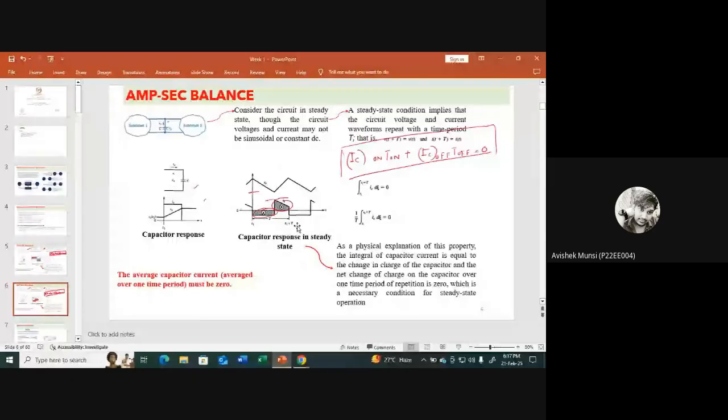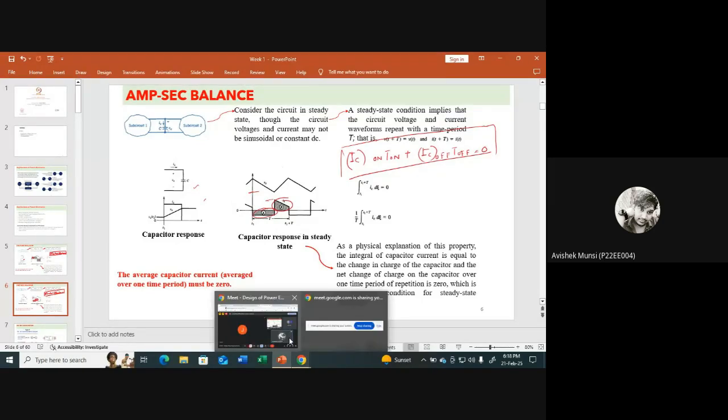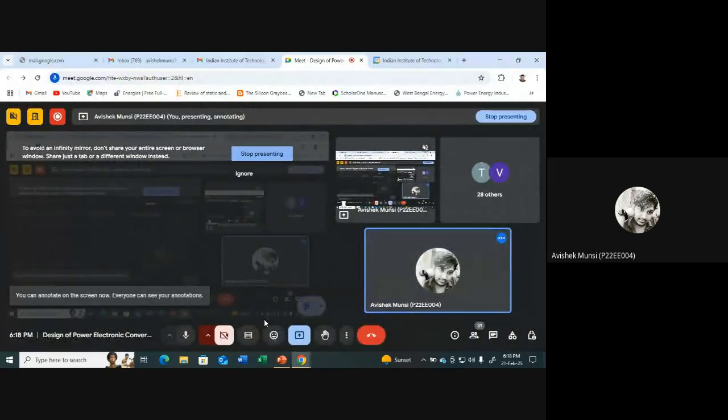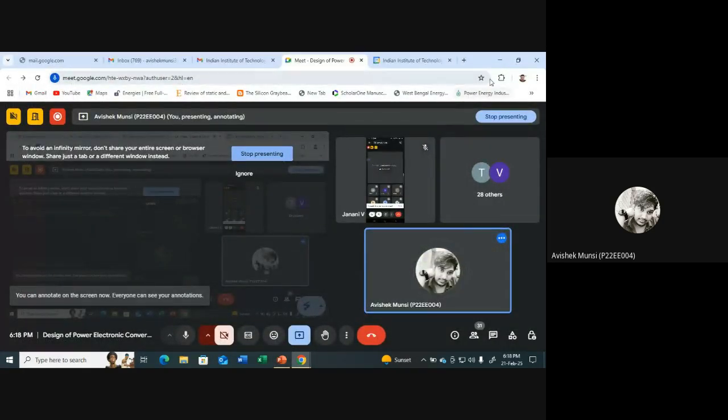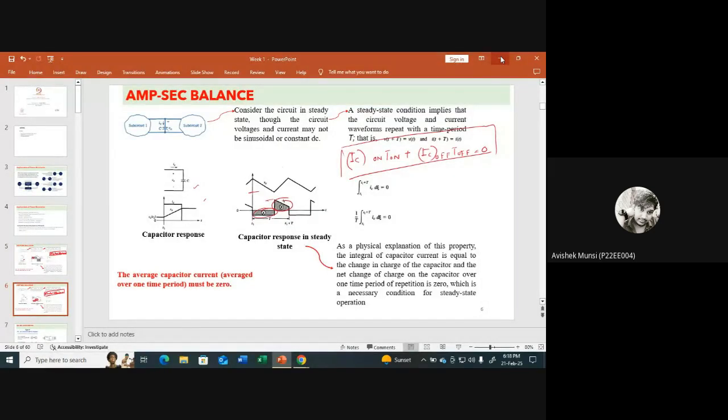Where I was, I was at amp-second balance. I'm saying that in the case of amp-second balance, the average capacitor current will remain zero. If anyone is unmuted, please mute yourself. If you apply amp-second balance, the average capacitor current will remain zero. So the turn-on current and the turn-off current across a capacitor, for a set duty, will sum to zero.